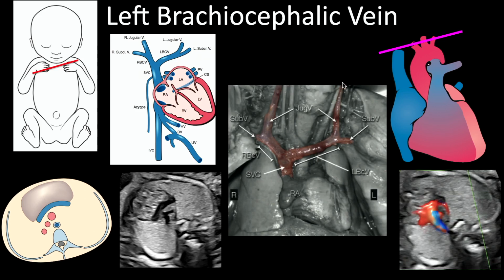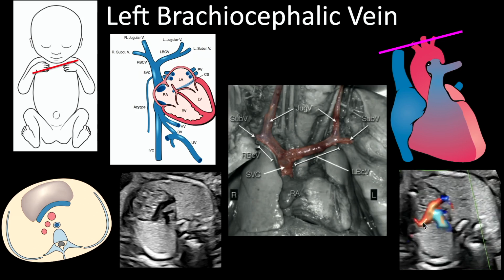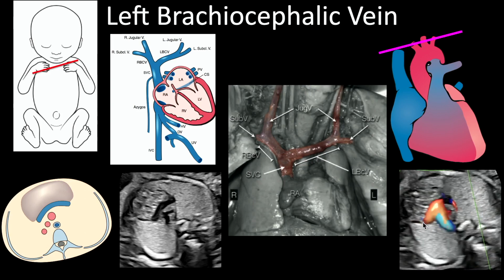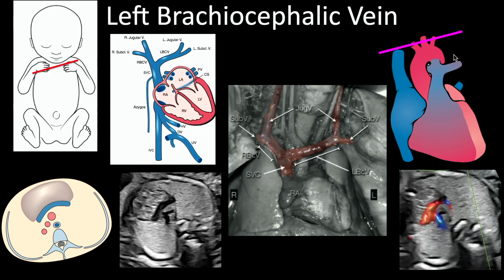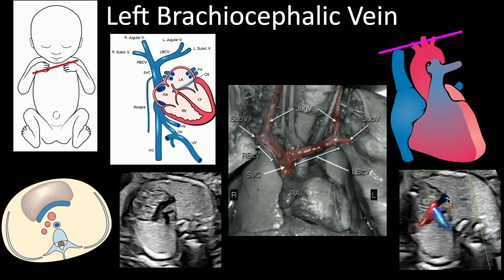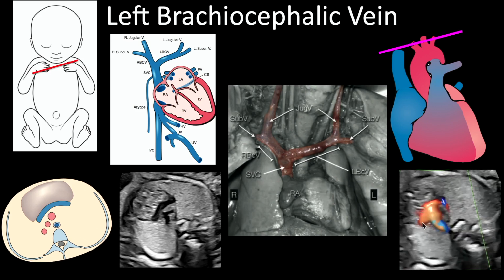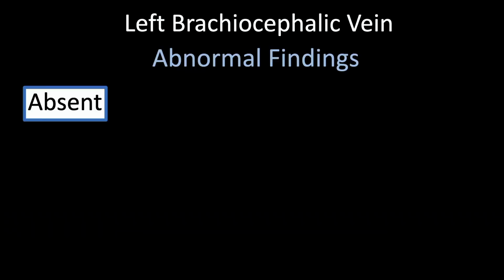And here's an autopsy specimen in a fetus showing you the jugular and the subclavian connecting with the left brachiocephalic vein into the superior vena cava. And this is what you see above the three vessel trachea view. This is towards the top of the mediastinum. You only have the aortic isthmus. I am really at this level right here. You have the IVC, the superior vena cava with the azygos coming in and the brachiocephalic vein dumping into the superior vena cava. So you can have an absent left brachiocephalic vein.